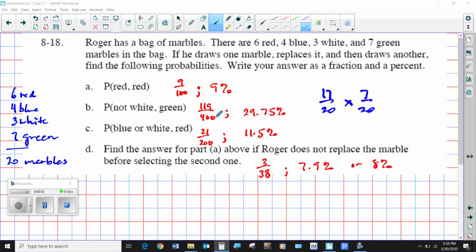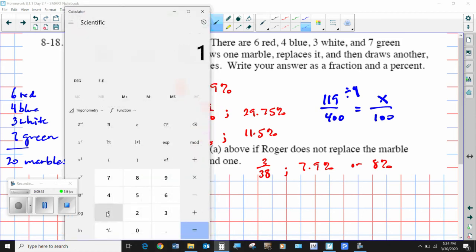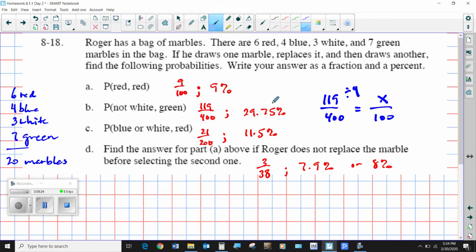So now to convert that to a percent, what do we have here? Let's get rid of that. Let's take 119 over 400 and figure out what that is out of 100. Well, looks like we just divide this by 4 to give us that. So I bet you 119 divided by 4 is going to give us 29.75. Let's see. Oh, I had it right there. 119 divided by 4, 29.75. That's your percent right there.